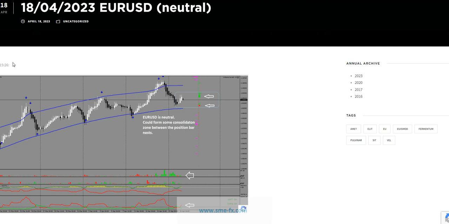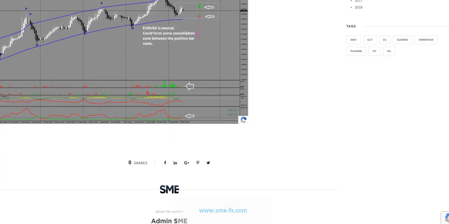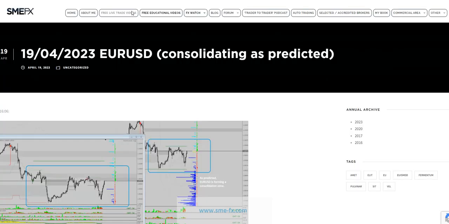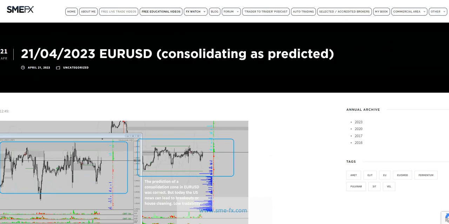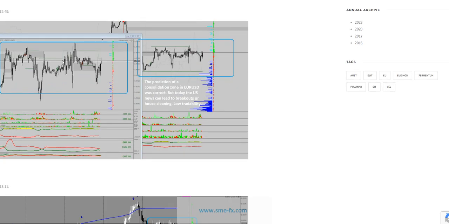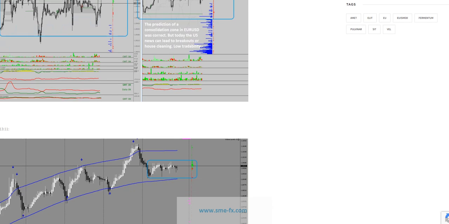Look, on the 18th at 3:26, above the price we have dumb money longies, a green nest. And below the price, we have dumb money shorties, the red nest. So the smart money has no incentive to let either of the two win. You understand? So I said consolidation, and guess what? Look at that. 19th, consolidation as expected. 21st, look at that, consolidation as expected. How nice is that?